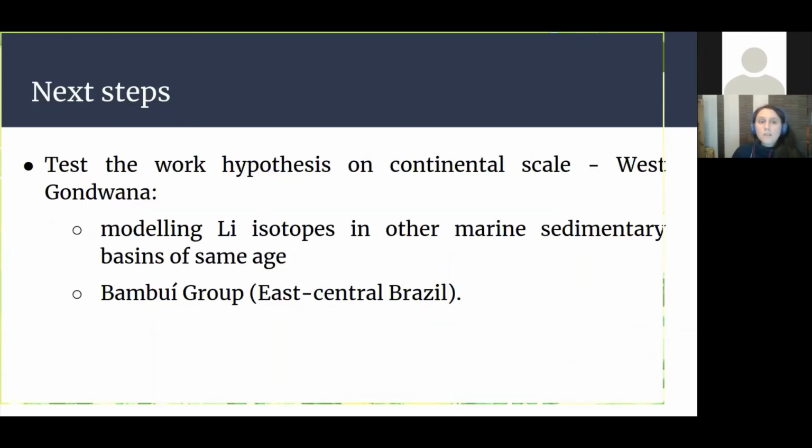So for the next steps, we are already doing that. We are testing this working hypothesis on a continental scale. You need to know that for the late Ediacaran, when I say continental scale, we are talking about the West Gondwana continent. And so we're going to apply, again, the lithium isotope model to another marine sedimentary basin of the same age, which in this case is the Bambuí group in east central Brazil.